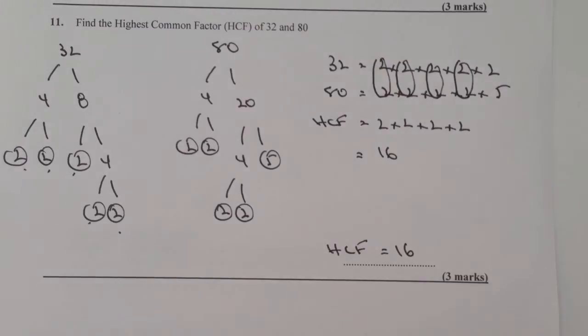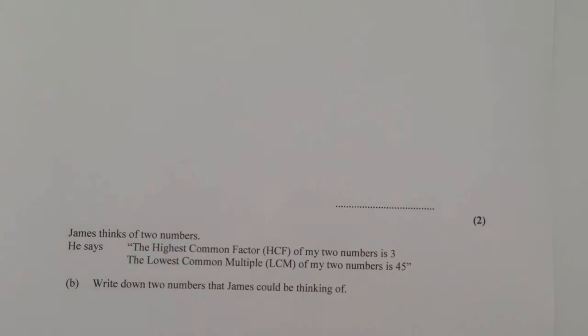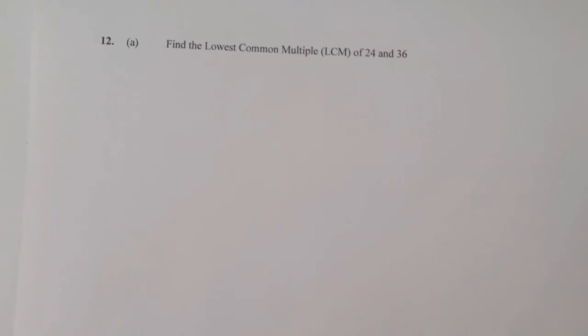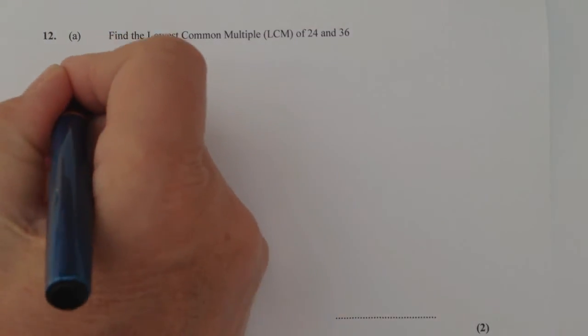Okay, so that's question 11, and then we're going to go on to the final bit of the paper, and there's a nice interesting one right at the very end, which is question 12b. But before we do that, we'll do question 12a. Okay, and what question 12a looks at is the lowest common multiple of 24 and 36. Well, again, the process is exactly the same as we've had before.